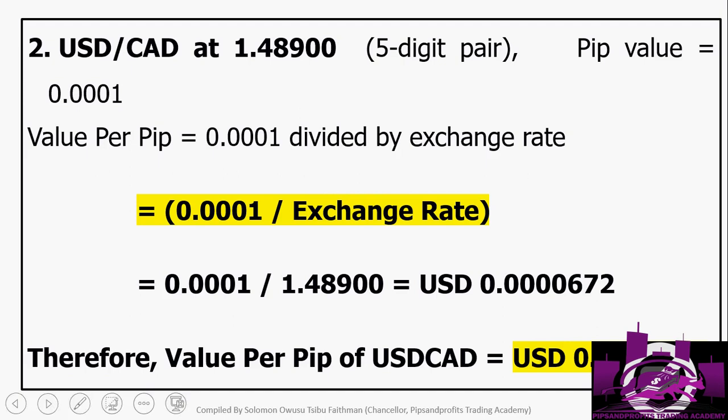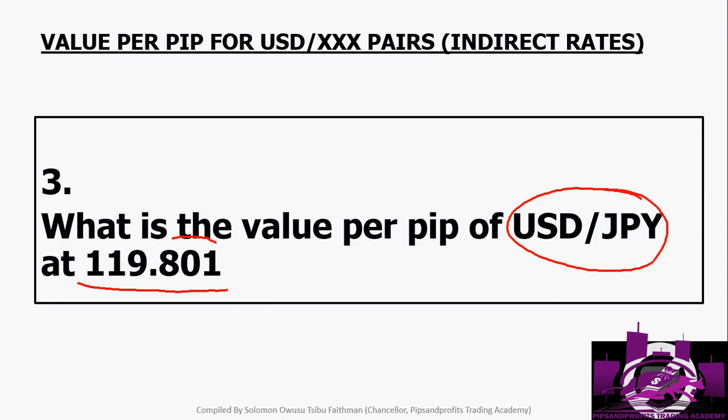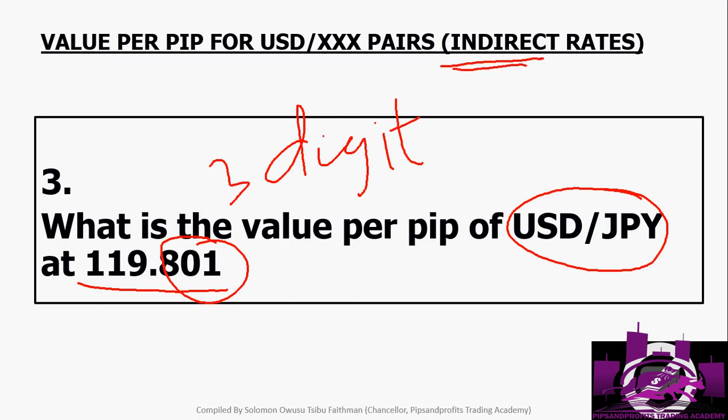Let's take another example. What is the value per pip of USD JPY? What you need to note over here is that this is USD JPY, and USD JPY has how many digits? It has 3 digits. So if it has 3 digits, for indirect rate, we are going to use 0.01. That is what we are going to use for our calculation.